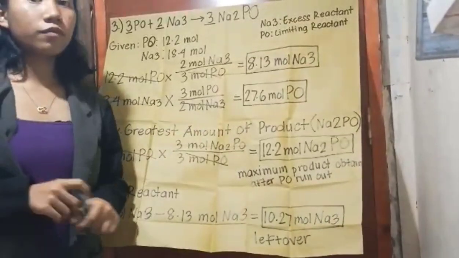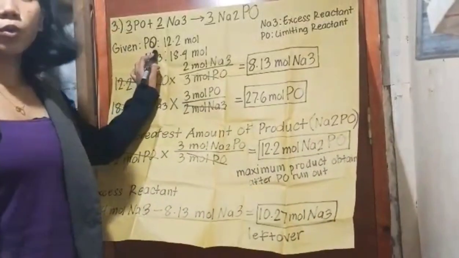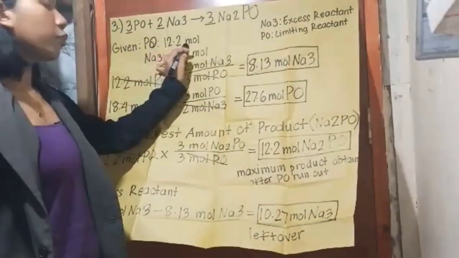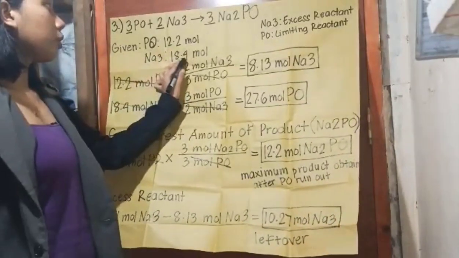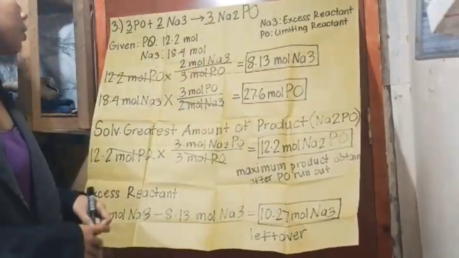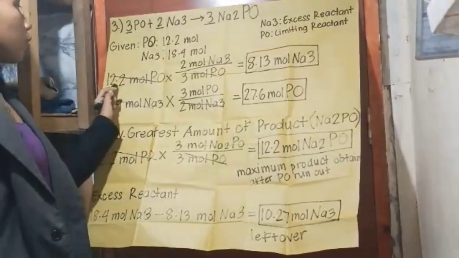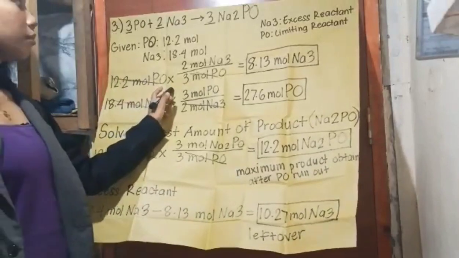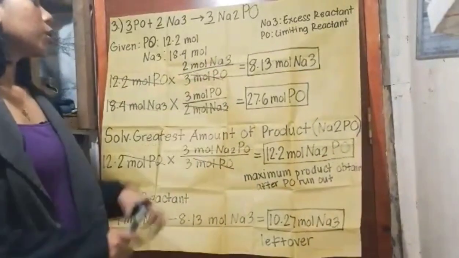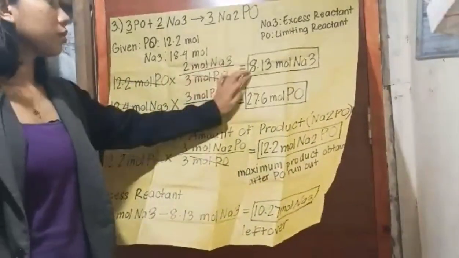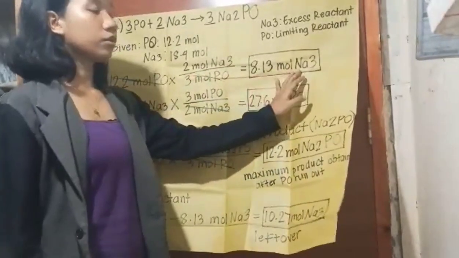So here's the solution of number 3. The given here is Po, which is polonium, 12.2 mole, and Na3, which is sodium, 18.4 mole. So for polonium, we put 12.2 mole Po multiplied by 2 mole Na3 divided by 3 mole Po. The calculation of this equals 8.13 mole Na3.